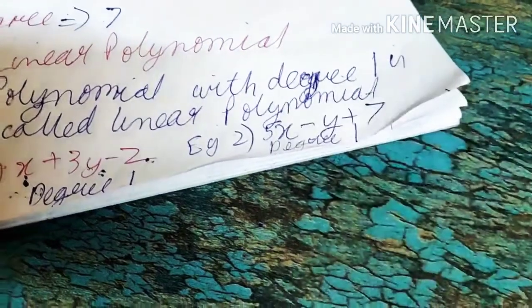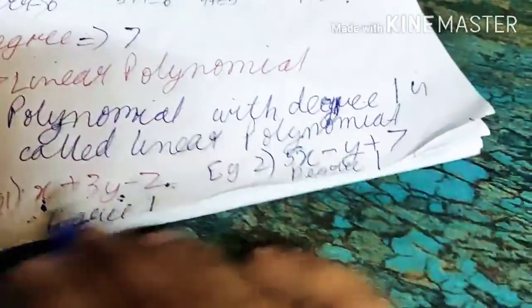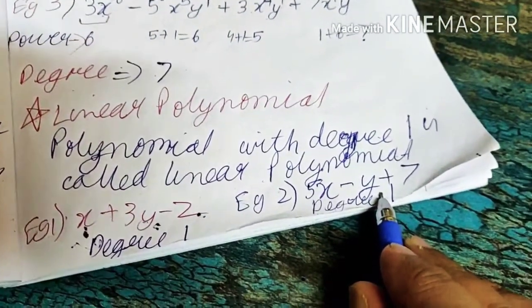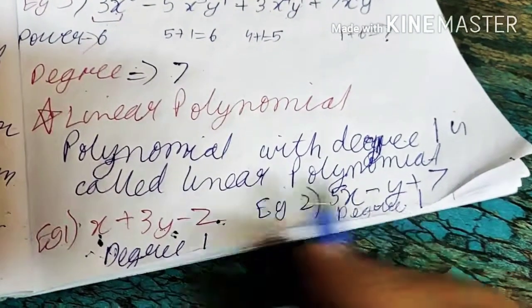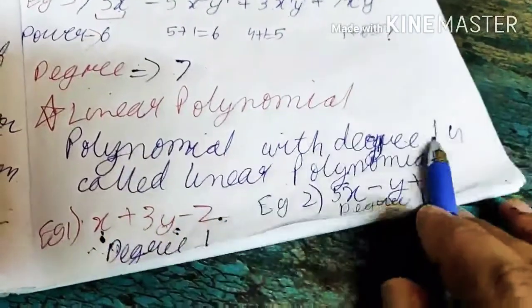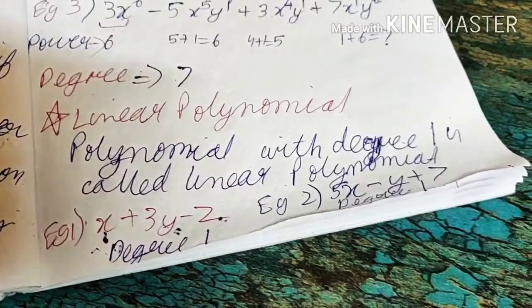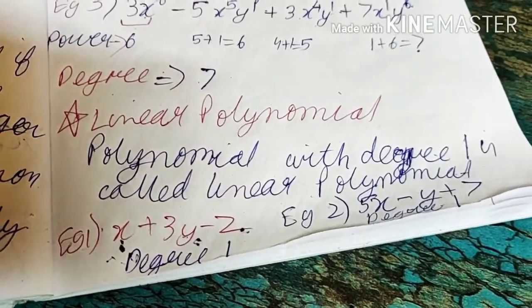So it is a polynomial, with no variable in the denominator. In this polynomial the degree is 1, so it is called a linear polynomial. That is, the degree should be 1. So it forms a linear polynomial.